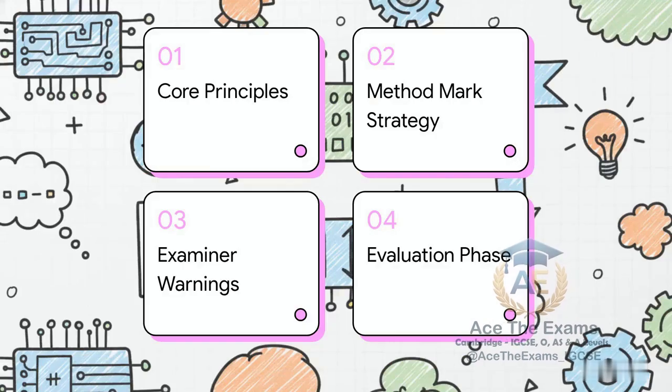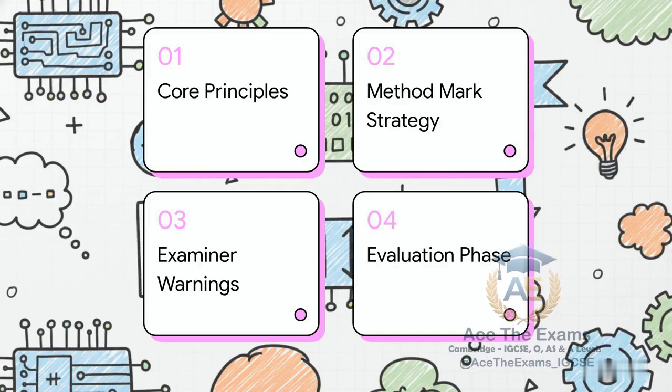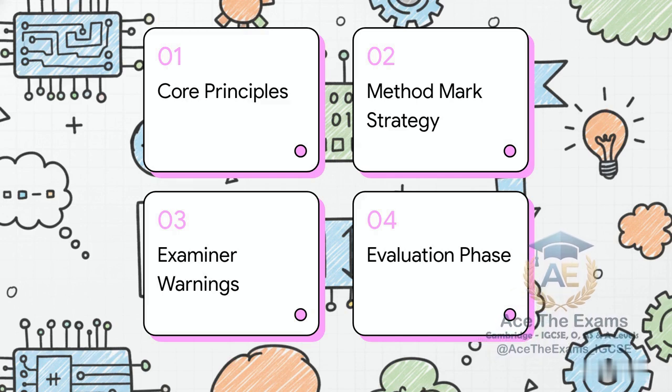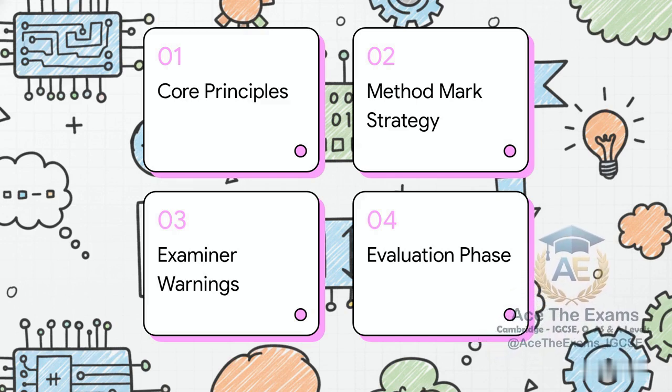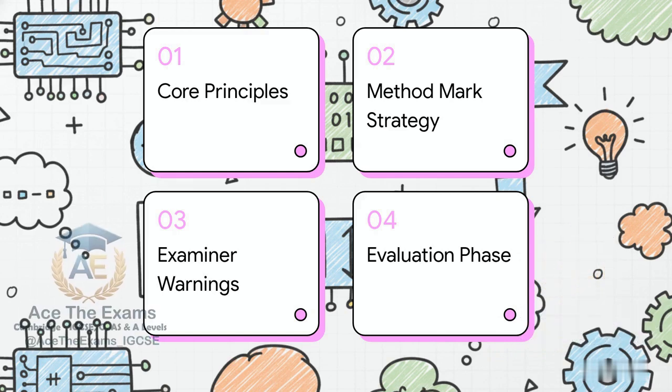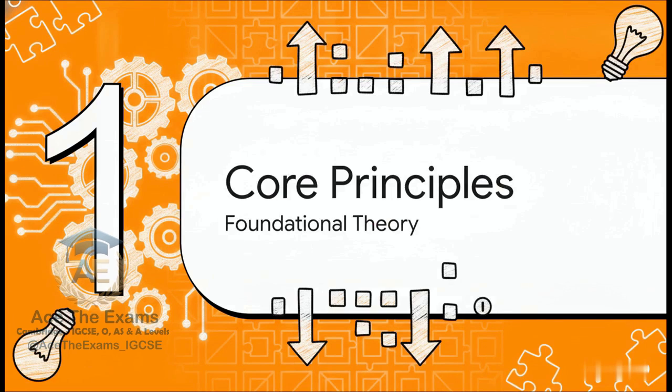To solve this case, we've organized our investigation into 4 distinct phases. Think of this as your forensic roadmap. Phase 1 is core principles and theory. Phase 2 is the method mark strategy. Phase 3 covers the top 3 examiner warnings. And finally, Phase 4 is mastering the evaluation phase. Let's process the scene. We'll kick things off with Phase 1, core principles and theory.